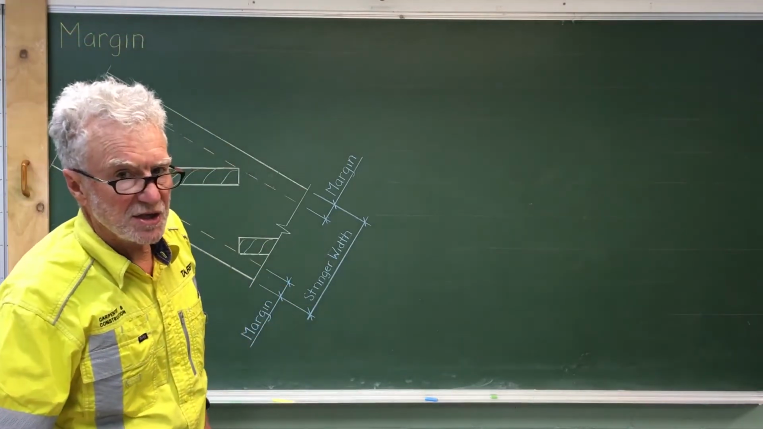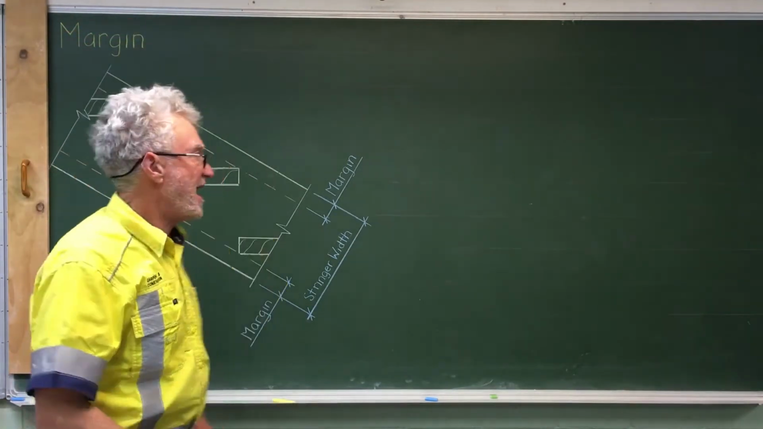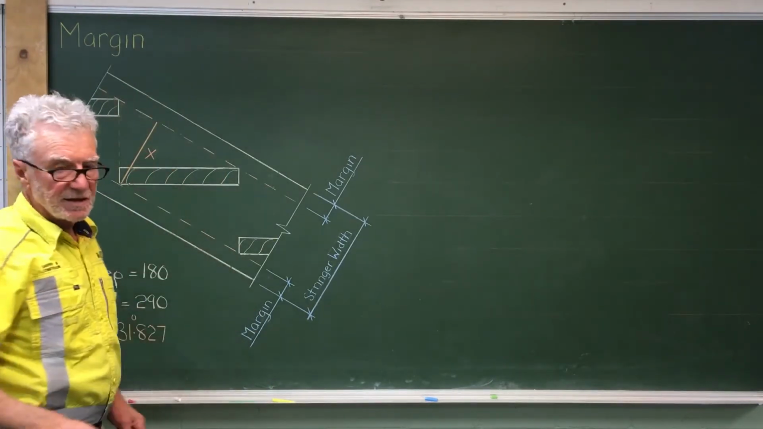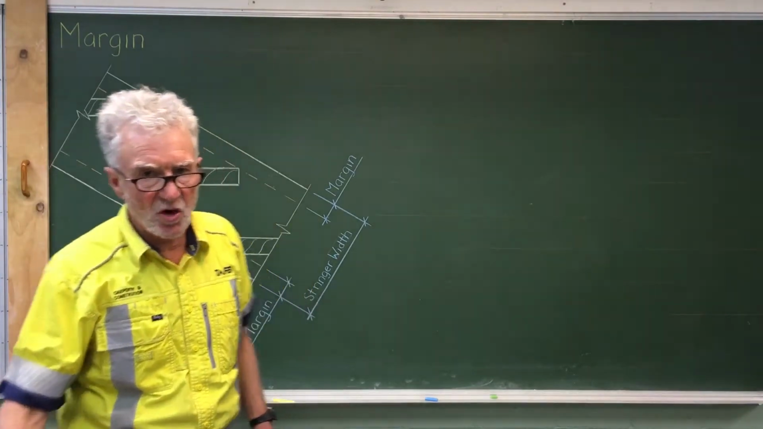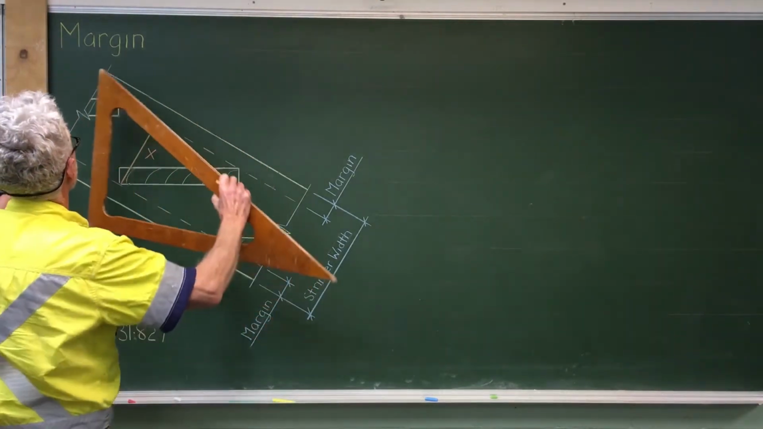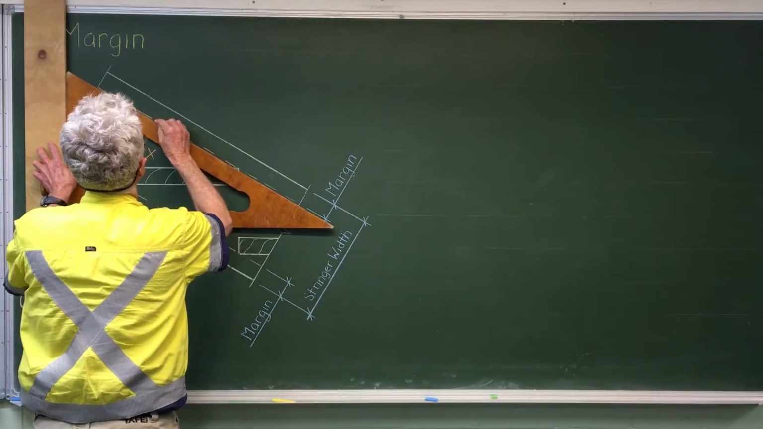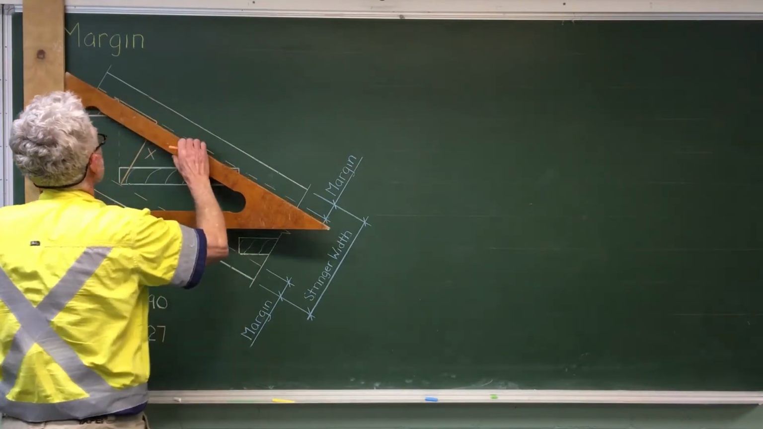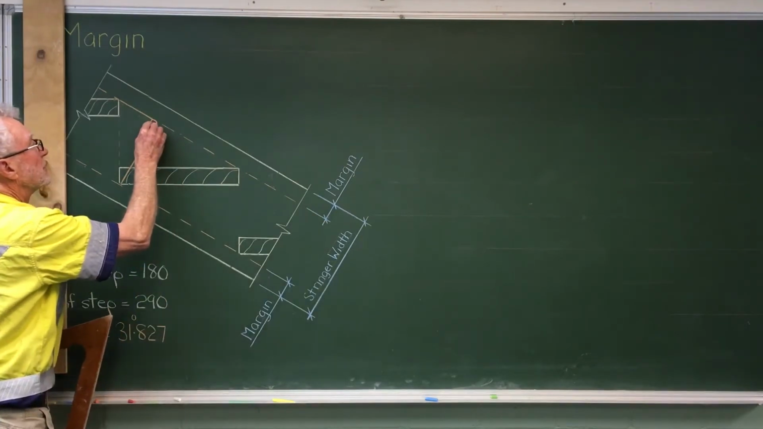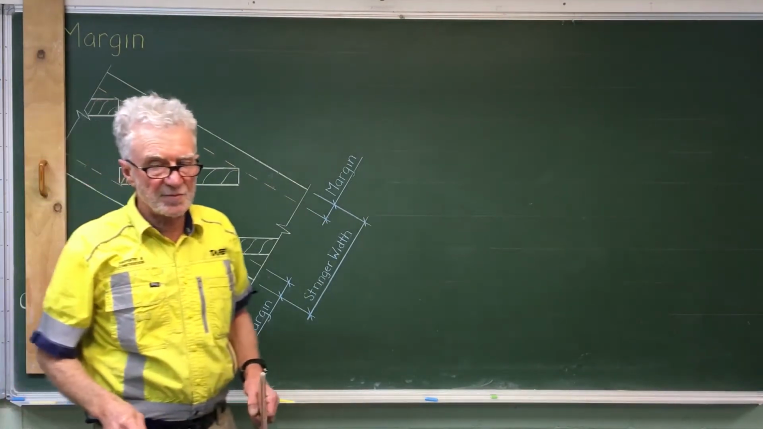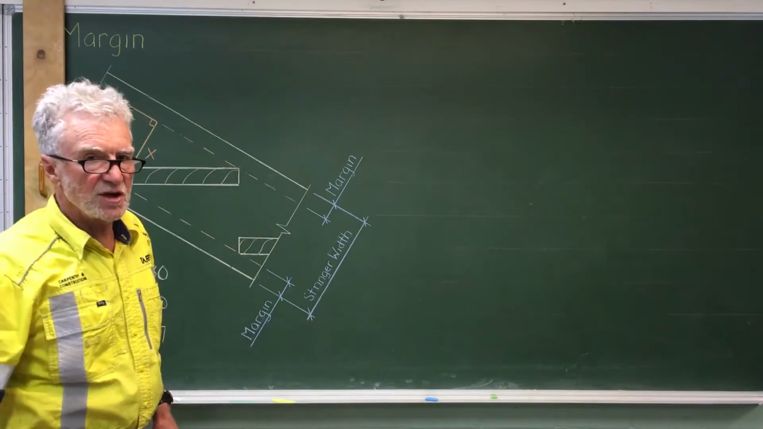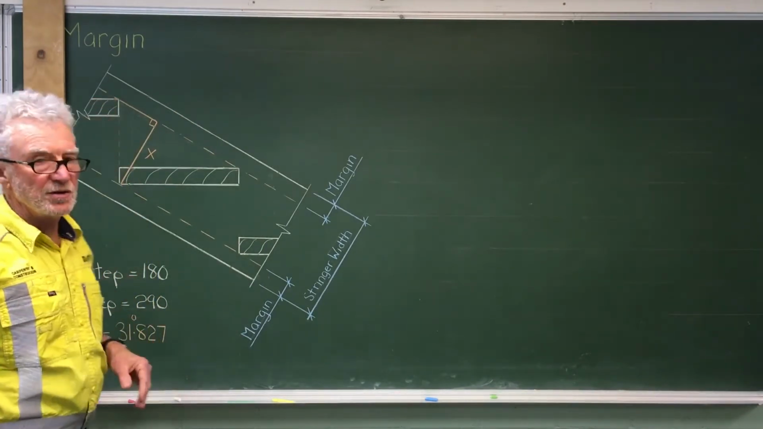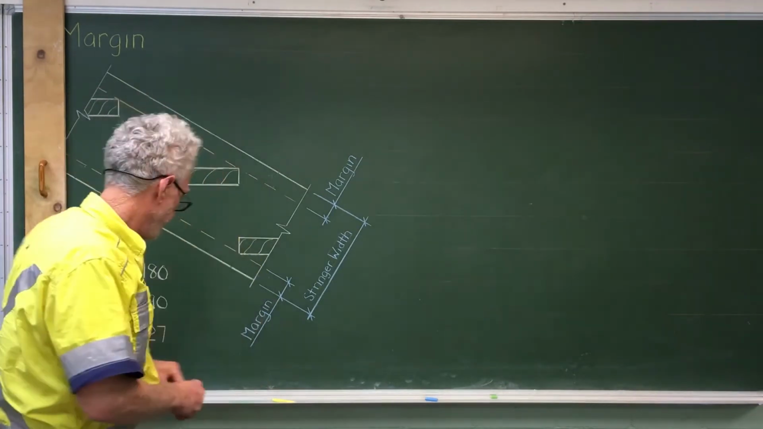That orange distance I'm going to call distance x. Now distance x is in a right angle triangle. There's my right angle. Let's look at the other side of the triangle, coming down here, the hypotenuse of the triangle.